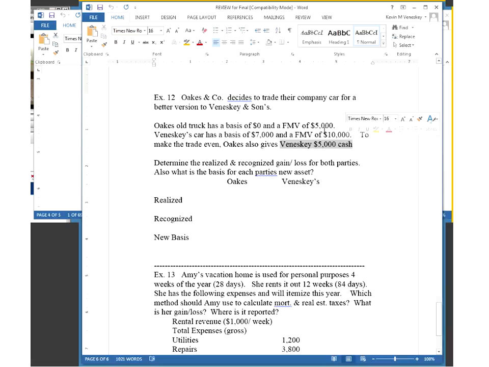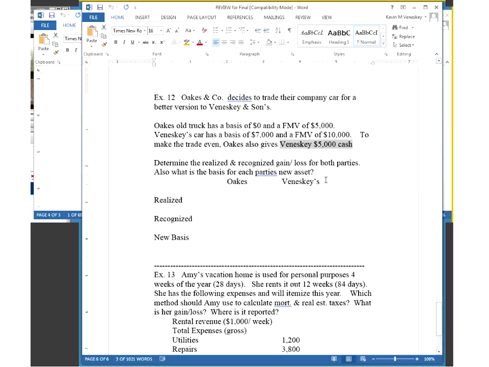Benesky, what did they get? They got something worth 5,000 from Oaks. They also got cash of 5. So they got something worth $10,000. They gave up something worth 7. So they have a realized gain of 3,000.